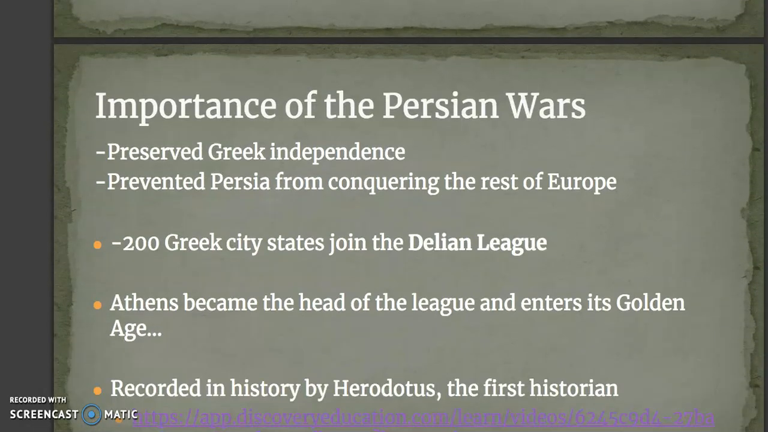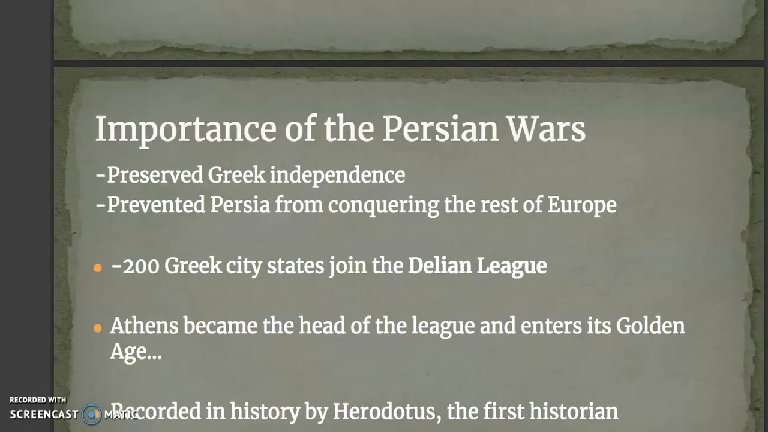What ends up happening is the Greeks fend off the Persians, and as a result, we see Greek independence. It also prevents Persia from conquering the rest of Europe. We have these different city-states that band together into different groups. One's the Delian League, which will be headed by Athens, and then the Peloponnesian League is brought in through Sparta.